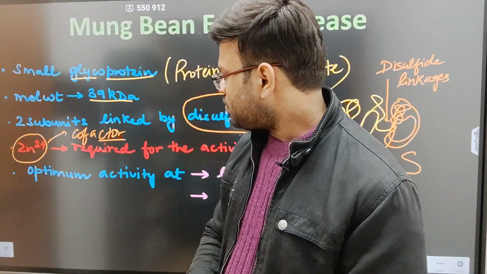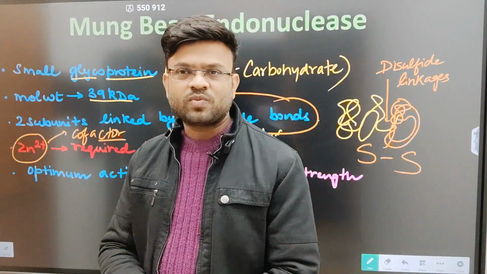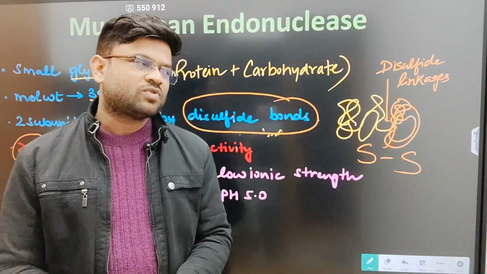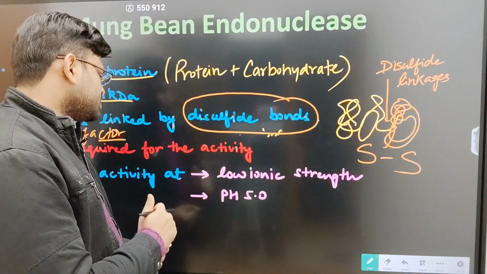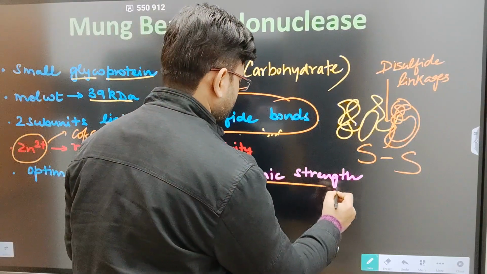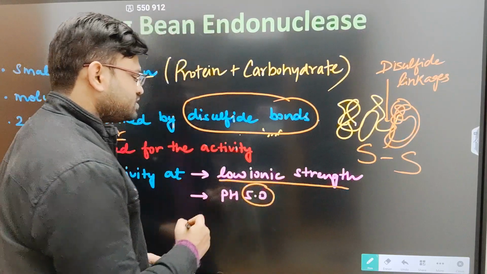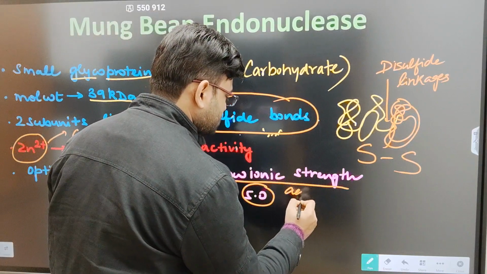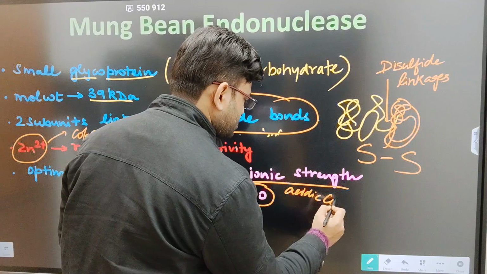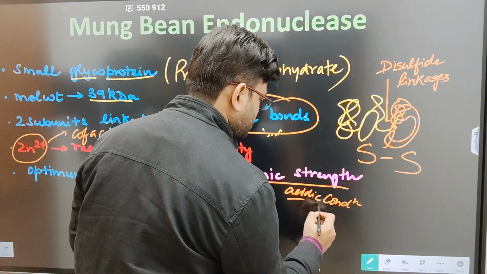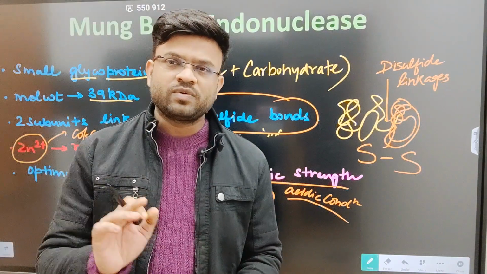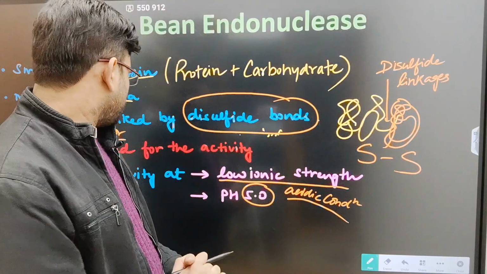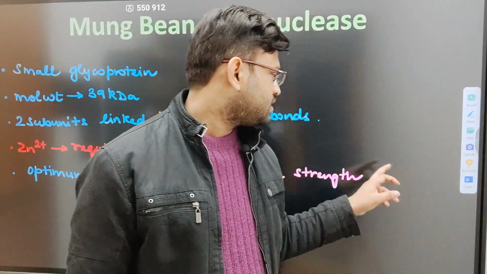This is the concept. Now let us understand what is the optimum activity, or at what ionic strength and what pH does this work. So this will function at low ionic strength, and it will function at pH around 5.0. That means it would function under acidic conditions, not highly acidic conditions, but yes, it will function at acidic conditions. So this is what you should be knowing about Mung bean endonuclease. This slide is completed. Now let us move forward.